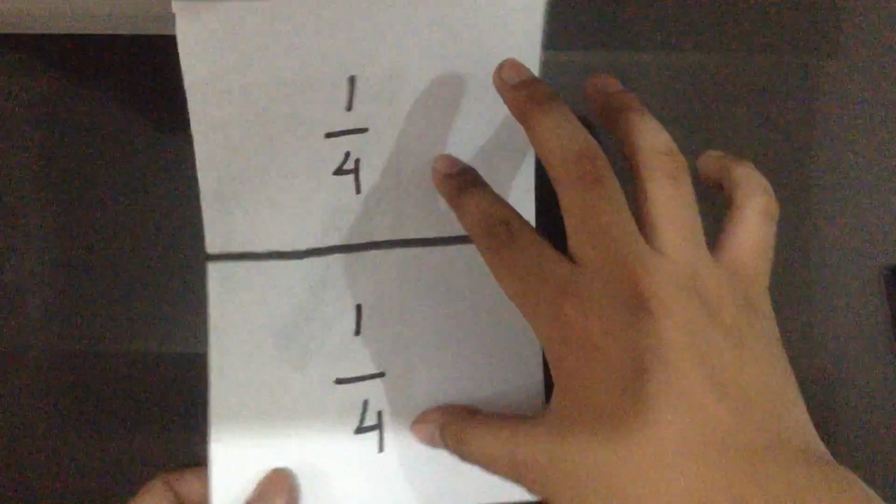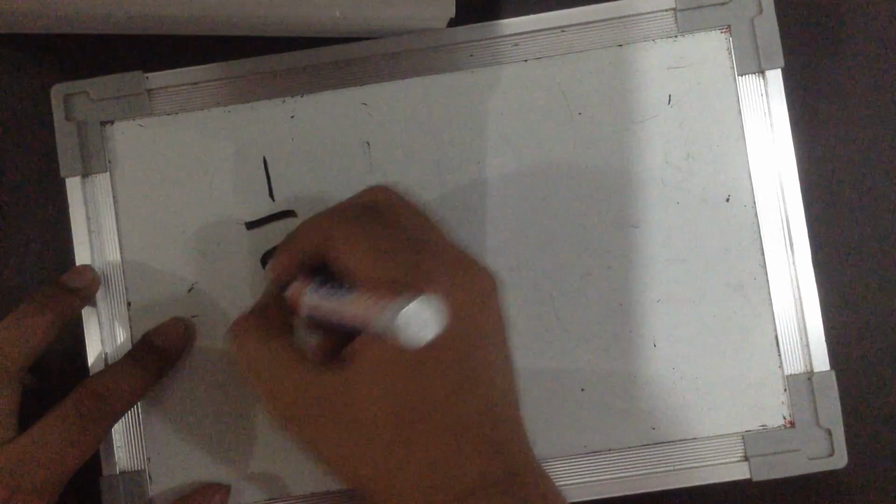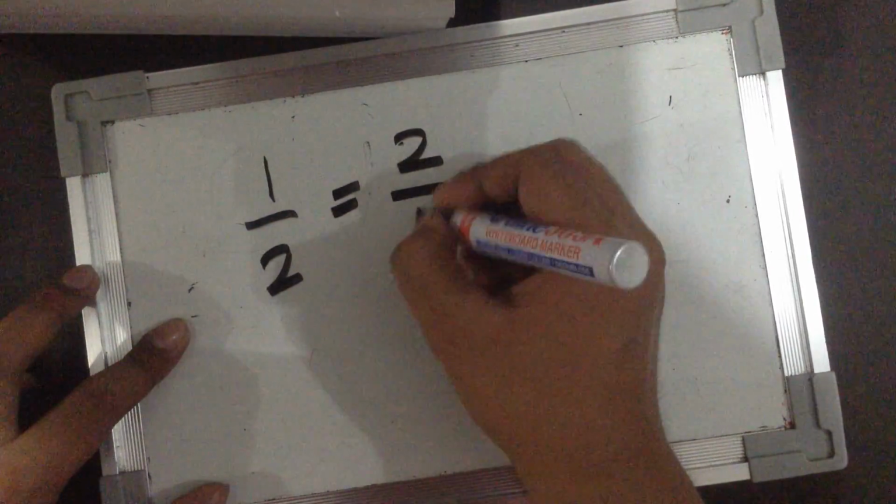Now, 1/4 and 1/4 together is the same as 1/2. Now, two parts of 1/4, that's 2/4, and those are equivalent fractions. So we have 1/2 is equal to 2/4.